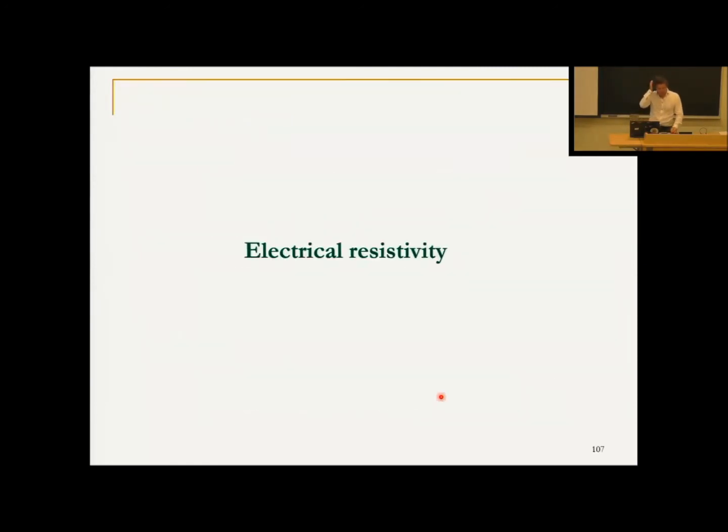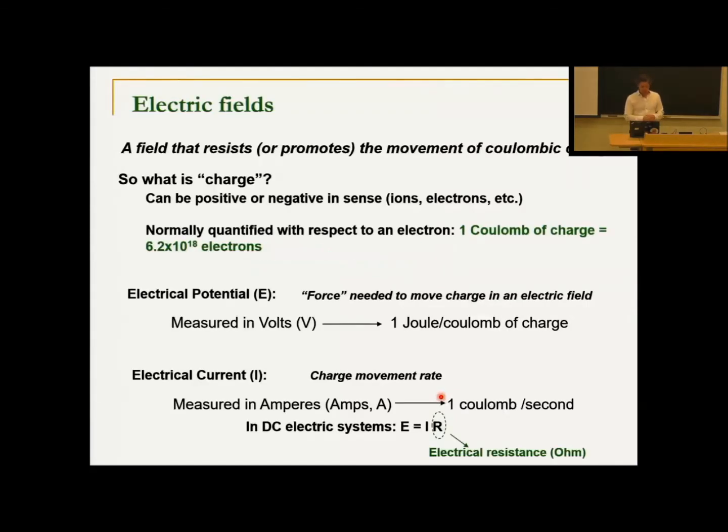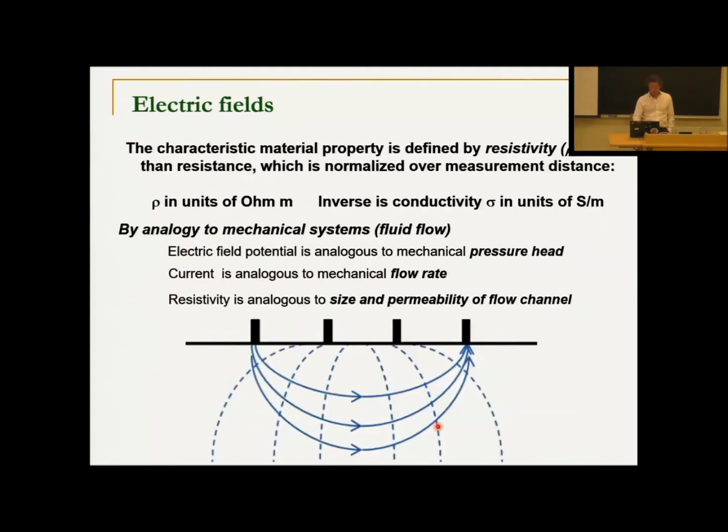So the last method, which I'll go through here, is electrical resistivity. In that method, we're looking for the resistance of flow of electrons to an electric field. The electric field is measured by the potential, the flow is measured by the current, and this ratio in DC is measured as its resistance. How much electric field is needed to push an electric current.